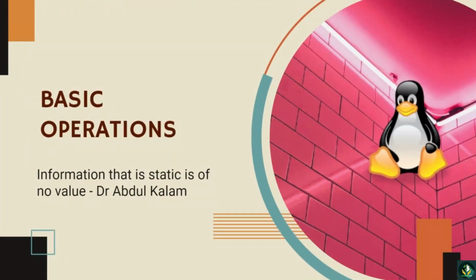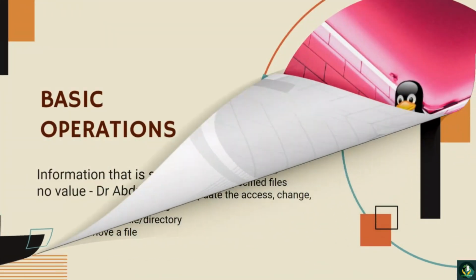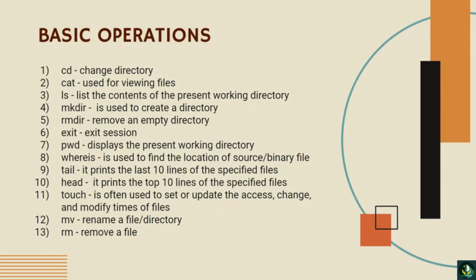Welcome back. In this section we are going to discuss basic operations. So let's look at the first three basic operations. cd is used to change the directory, like from the root directory we will be shifting to some other directory. cat is used for viewing files. ls lists the contents of the present working directory. The first three we are going to see in the practical demonstration. So let's get started.